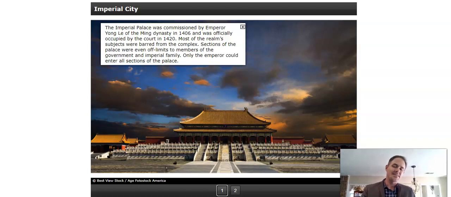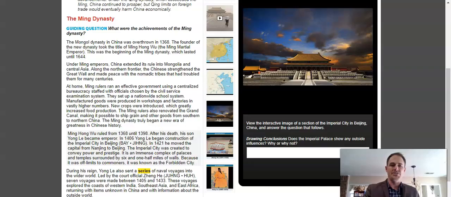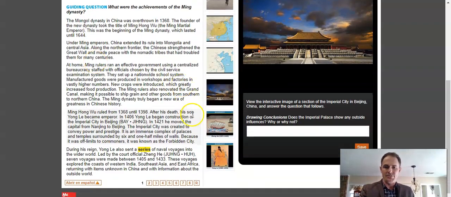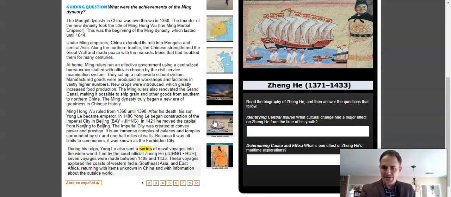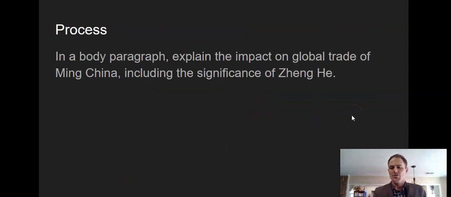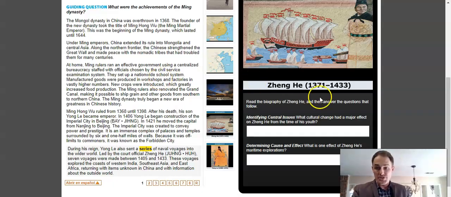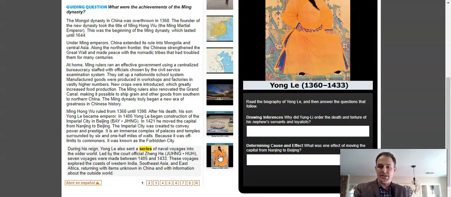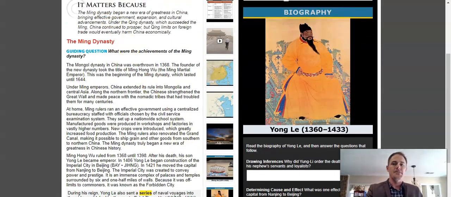And in this lesson in particular, the text alone is not going to give you enough information. You're really going to need to dive into these other resources, especially this biography of Zheng He, because if we go to our processing activity, you're going to explain the impact on global trade of Ming China, including the significance of Zheng He. So as you're gathering information, be sure you gather information about Zheng He. You see a biography here, and then other biographies as well.